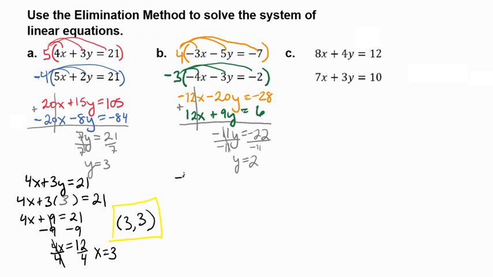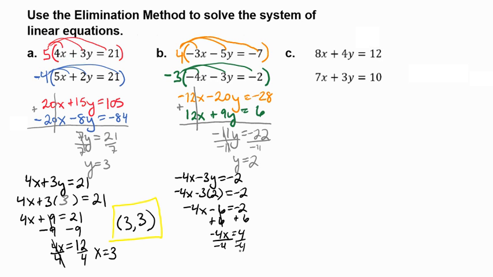So here I have negative 4x minus 3y equals negative 2. And I'm going to take out the y and put in that 2 value. So I now have negative 4x minus 6 equals negative 2. And we're going to solve for x. We'll do that by adding 6 to both sides, and then dividing both sides by negative 4, which gives us a negative 1. So we'll have an ordered pair of negative 1, comma 2.